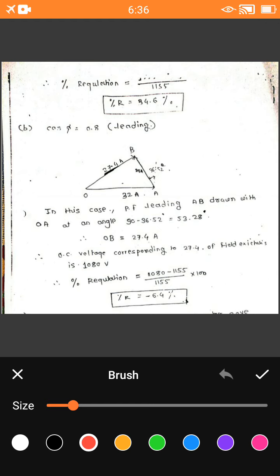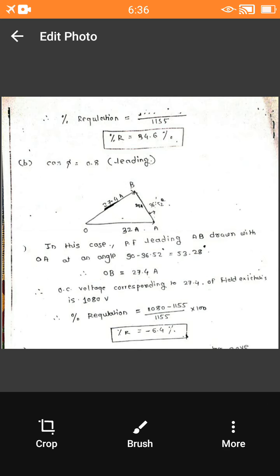Similarly, we want to find out the full load percentage regulation at 0.8 leading power factor. Again the value of cos phi is 0.8. From that we can calculate the value of phi. So the phi value is 36.52, but consider it is for a leading. As we know, for a leading power factor the value is 90 minus theta. Subtract the value of theta from 90, we get the value of theta, that is 53.28.